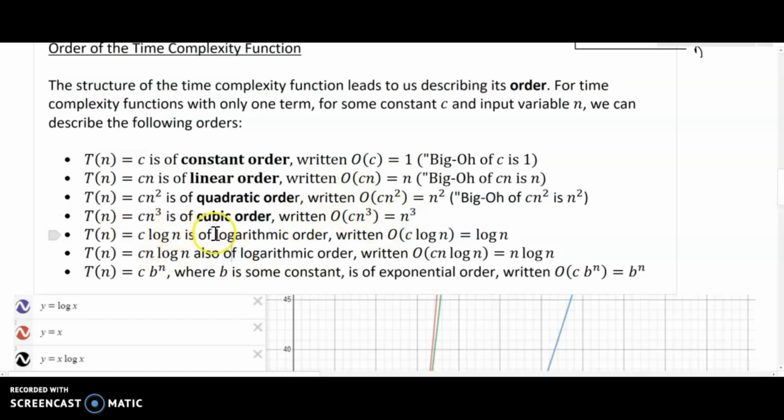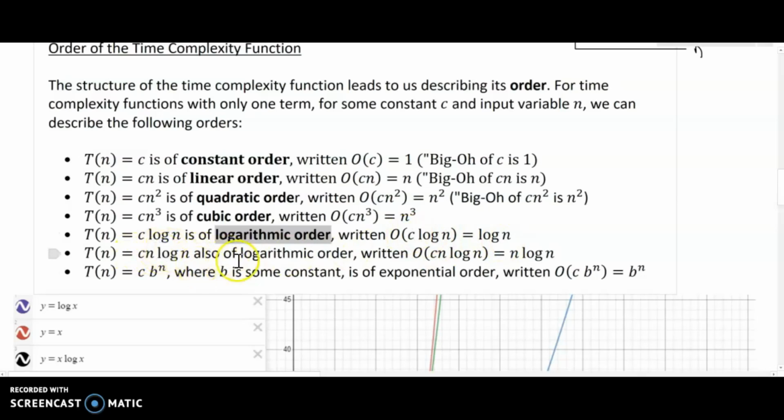The constant really doesn't bother us because if you think about it, constants, even if they're scaled up, do not have an impact on the time complexity as n gets sizably large. They both blow up into cubic order regardless of what this coefficient is. And then if it's c times log of n, it's called logarithmic order, written big O of c log n equals log n. Again, we just remove the constant.